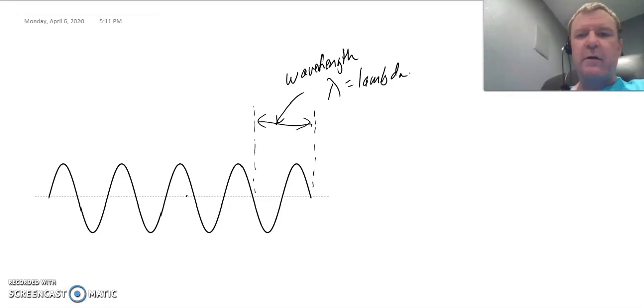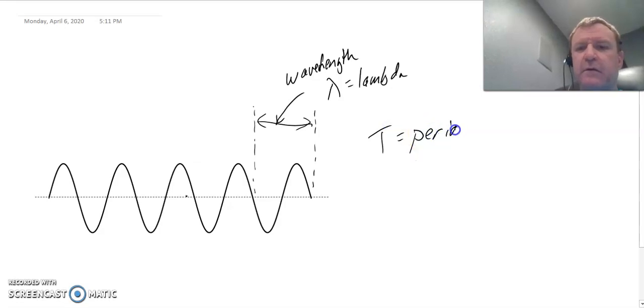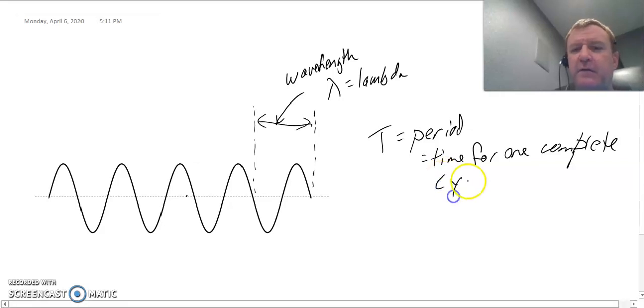Okay, now a couple other terms we talked about in uniform circular motion. They come up here again, so I'm going to go over them real quickly. So a capital T is period. Okay, so the period is going to be time. I'm still not good at drawing or writing on this. Time for one complete cycle. And that'll be in seconds.